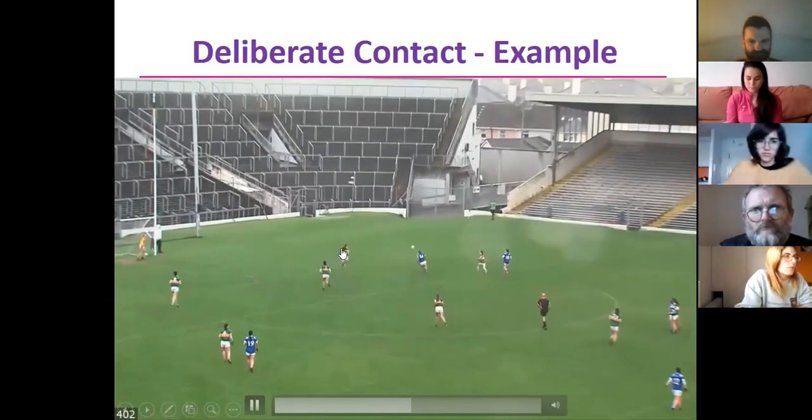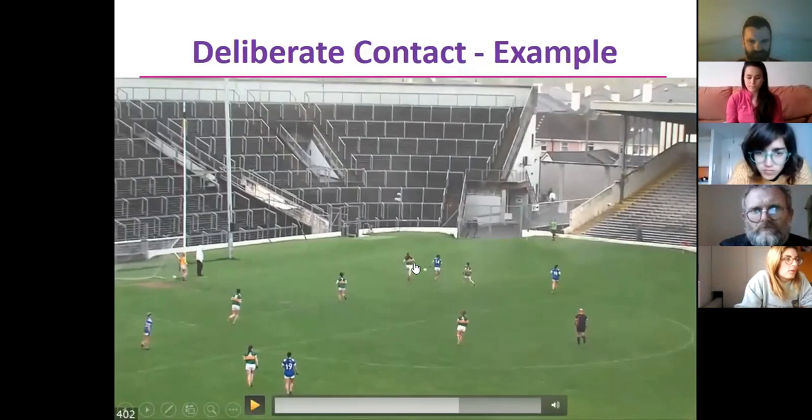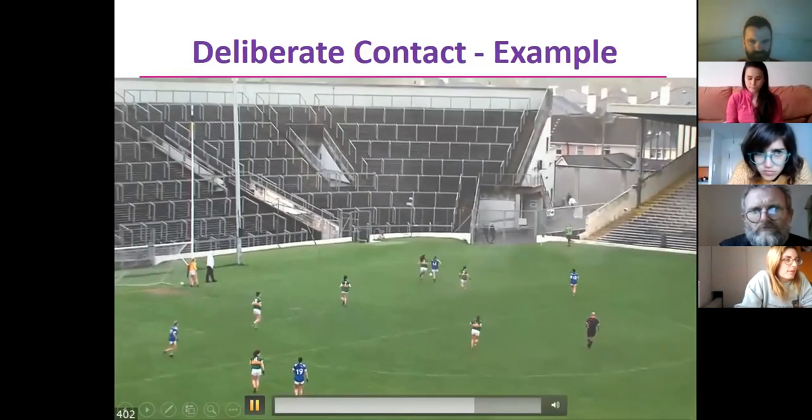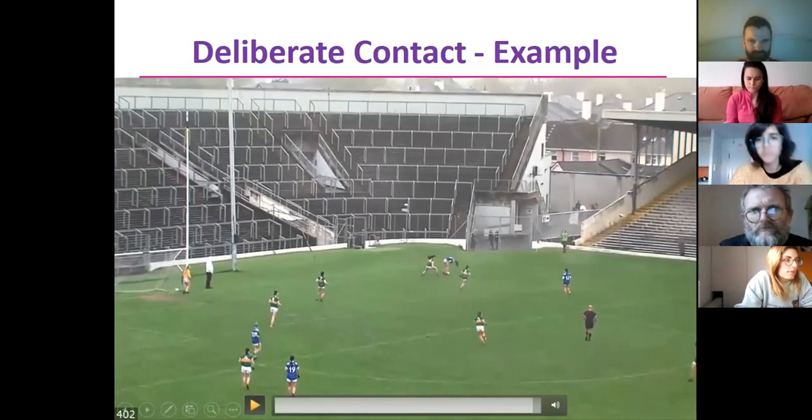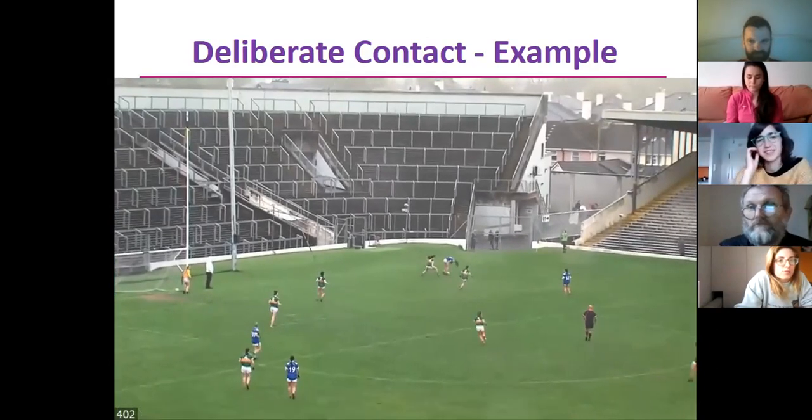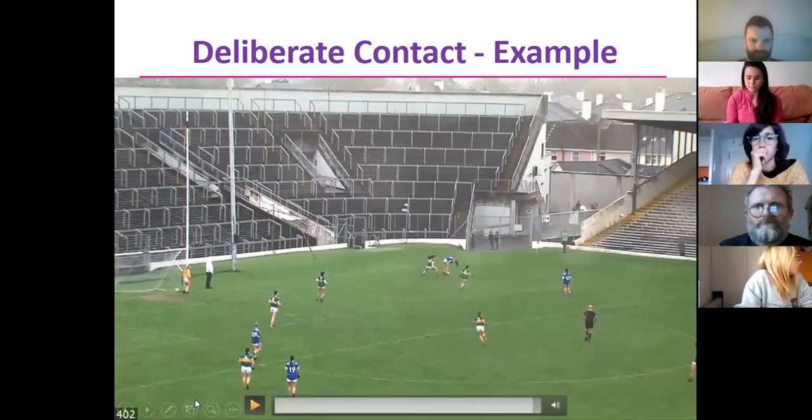Watch it. So watch the girl from Kerry tackling the girl from 14. That is deliberate contact. She deliberately went to shoulder the girl to the ground. It doesn't happen in ladies football. You cannot shoulder a player, shoulder to shoulder, in ladies football. That is deliberate contact. Okay?